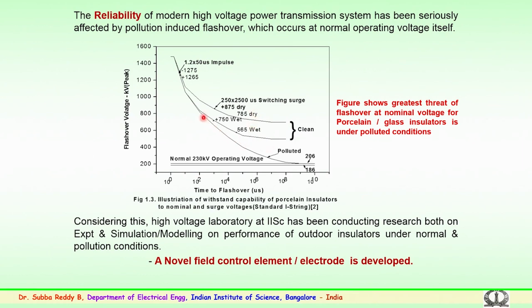But when you follow the third line, the polluted conditions, you can very clearly see that the flashover voltage over a period of time, this is the time to flashover, could happen at normal working voltages. So, the pollution insulation level could come down to the normal working voltage. This is a serious threat, where flashover at working or nominal voltages for a porcelain or glass insulator under contaminated conditions could happen without any effect of lightning or switching surges.